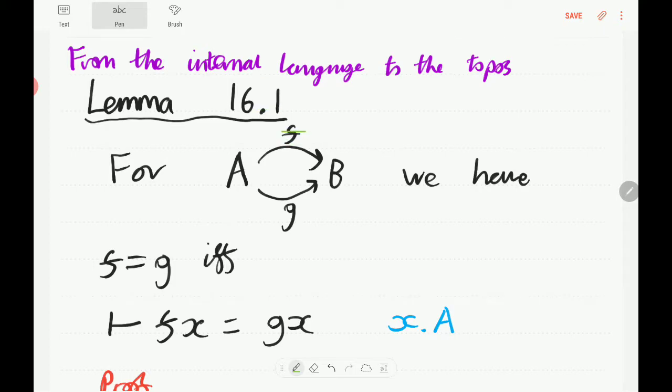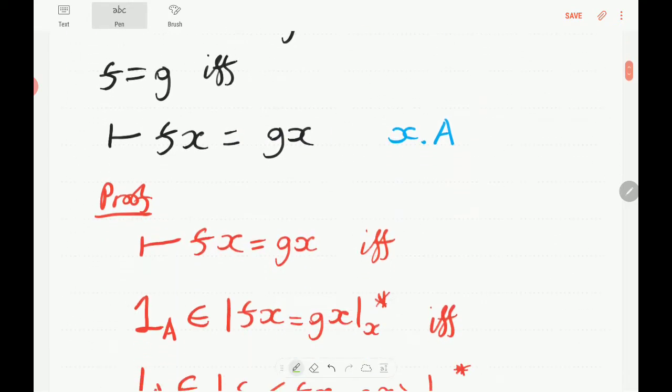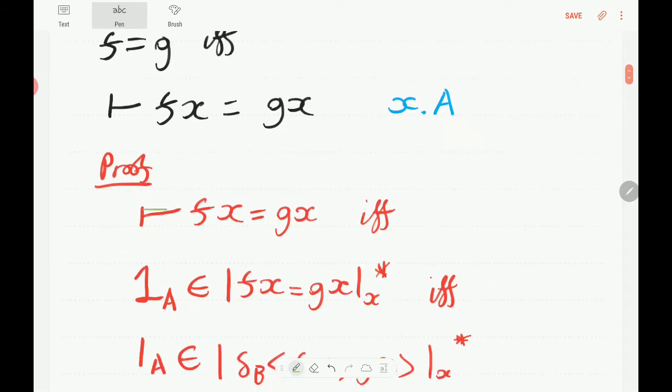It says that for a pair of arrows, f and g, from an object A to an object B in a topos, we have that f is equal to g if and only if it's always true that fx equals gx, where x is a variable of type A. So let's prove it. What does it mean to say that it's always true that fx equals gx?